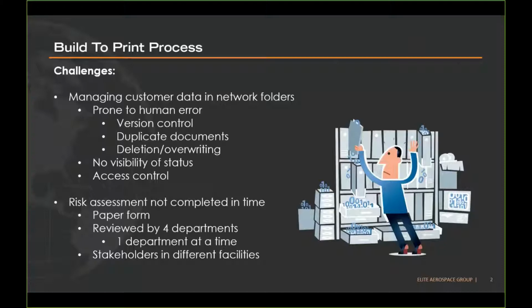In addition, stakeholders can be in different facilities, so that means someone had to drive the stack of papers over and drop them off, or they had to scan, email, sign and send back. So there's a lot of transitions when we have the physical paper form, and it can easily get lost. It's also easy to lose track of who has it too.